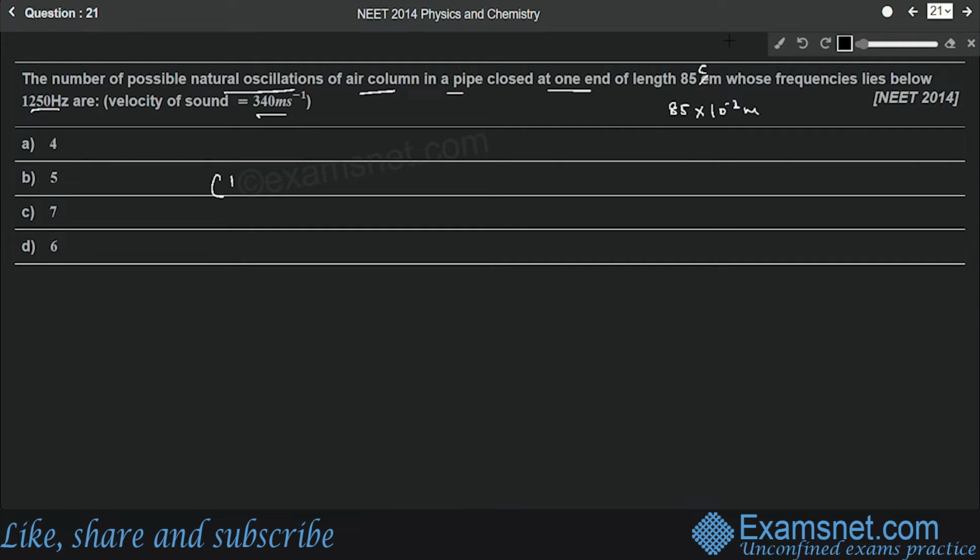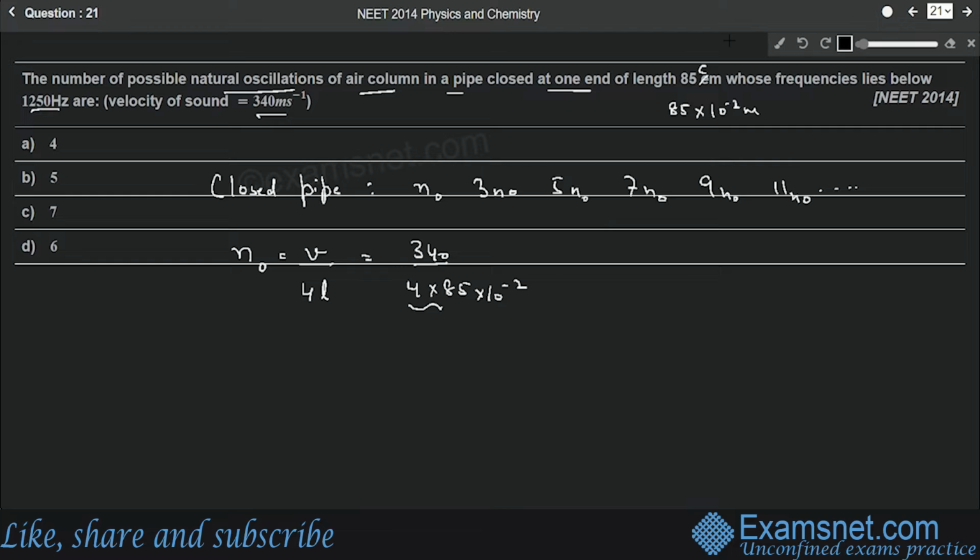Now we know that for a closed pipe, the frequencies are in the multiple of odds. That means N0, 3N0, 5N0, 7N0, 9N0, 11N0, and so on. Okay. Now, the fundamental frequency N0 is equal to velocity of the sound V upon 4L. L is the length of the pipe. Okay. So, velocity of the sound is 340 meter per second, divided by 4 into length, that is 85 centimeters. So 85 into 10 to the power minus 2 meter.